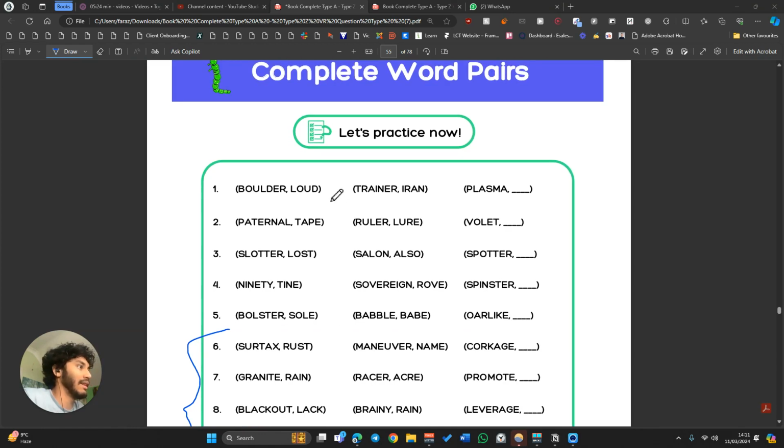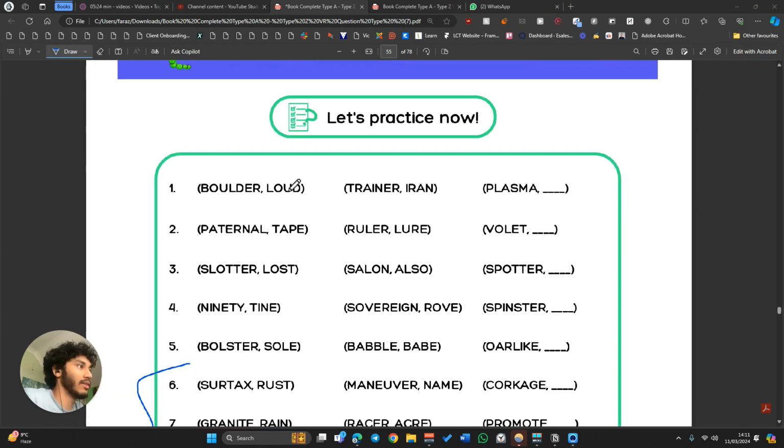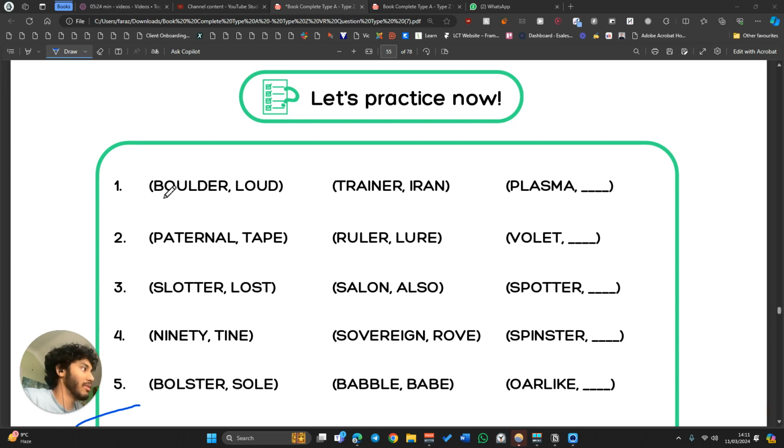Boulder, Loud, Trainer, Iran. Okay, so this is probably going to be all over the place, because you can see it's not as straightforward going left to right. What I see immediately is I see it goes 4, 2, 3, and then 5. And I'm going to assume that's going to be the same here. So 4, yep, 2, 3, and 5, yep, so that's fine.